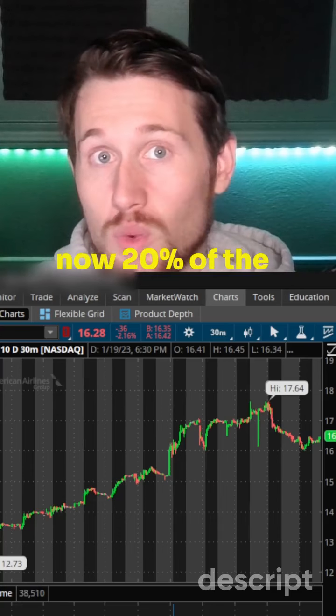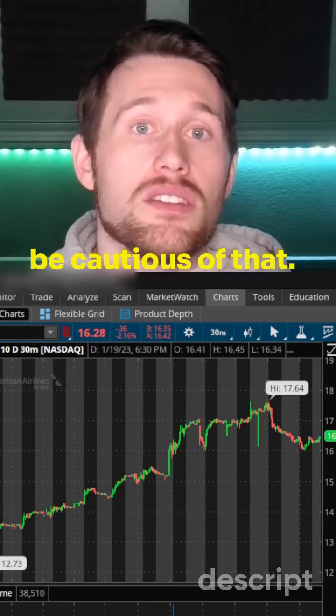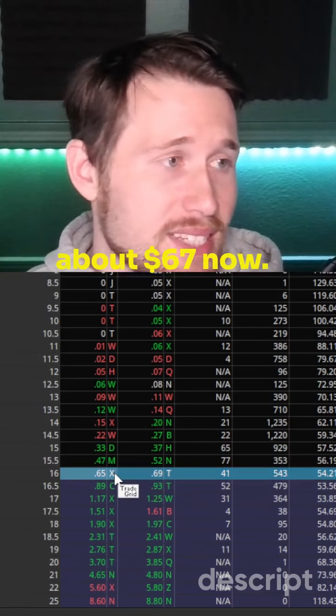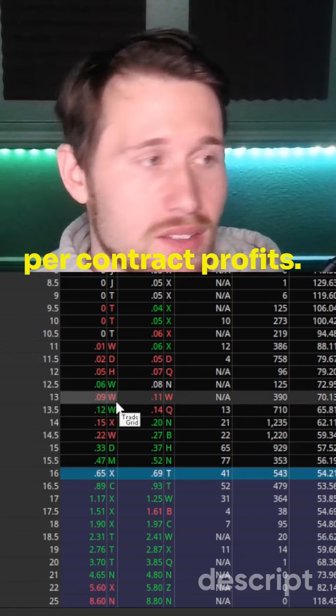This position's now 20% of the account. It's a large portion of the account. Need to be cautious of that. So what I'll do is look at the option chain, right? We had this $16 put. It's about $67 now. Bought it for like 40. It's about $27 per contract in profits.